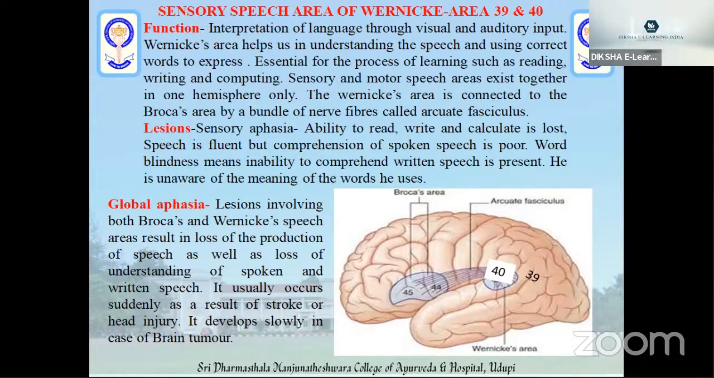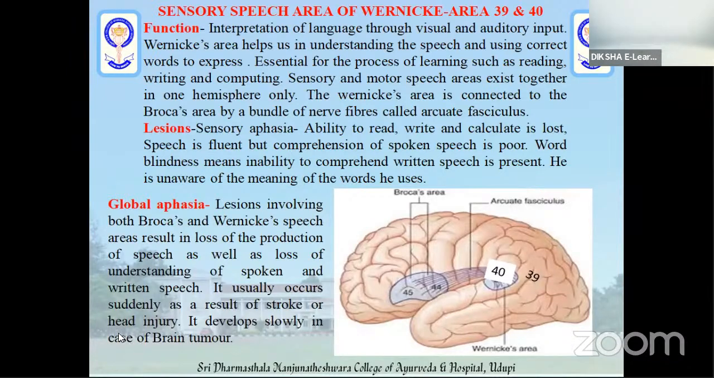Now, lesions involving both Broca's area and Wernicke area result in loss of production of speech as well as the sensory speech. He is unable to write or read, and he cannot speak also. That condition is called global aphasia. He is unable to understand the spoken speech as well as the written speech, and it usually occurs suddenly as a result of stroke or head injury.